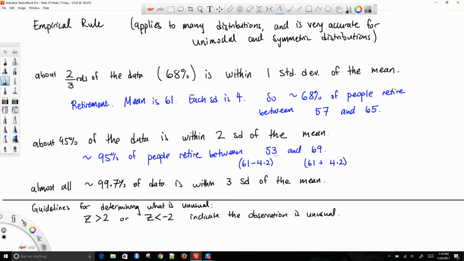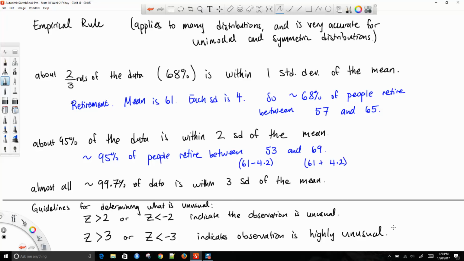And on the other hand, or even further, if z is greater than 3 or z is less than negative 3, that indicates the observation is highly unusual. Because if 99.7% of the data, if nearly everybody's within 3 standard deviations, to find someone who's more than 3 standard deviations away would be highly unusual.